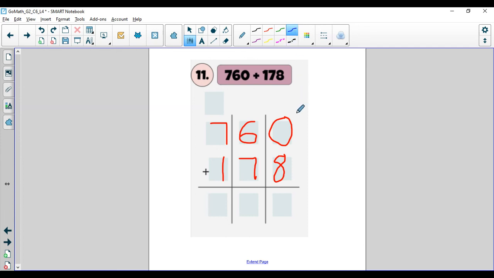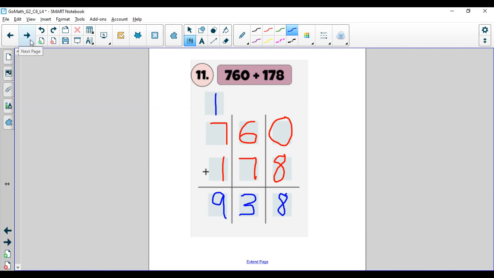Welcome back. Let's take a look at how you solved. 0 plus 8 equals 8. 6 plus 7 equals 13. I know I made a 10, so my 3 tens stays here, and my 10 tens, or my 100, gets regrouped to my hundreds place. 1 plus 7 plus 1 equals 9. Does your sum and regrouping match mine? If not, can you figure out what you did wrong?